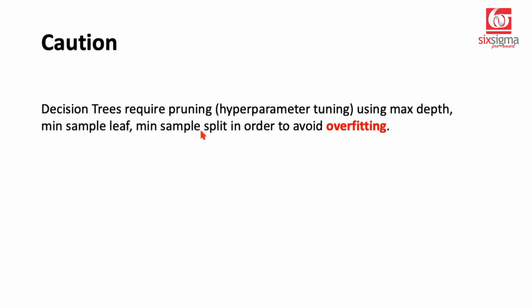If we don't tune these hyperparameters properly, then we face a problem that's known as overfitting, which means while training the model, it might work pretty well. But when you're trying to evaluate it on the test data, it may not give suitable results. That's a very common problem with decision trees.